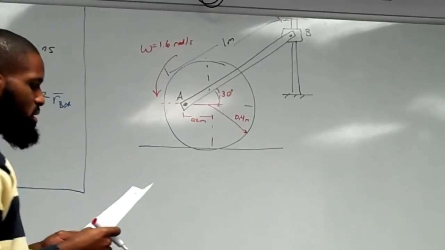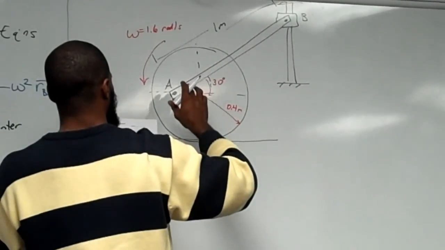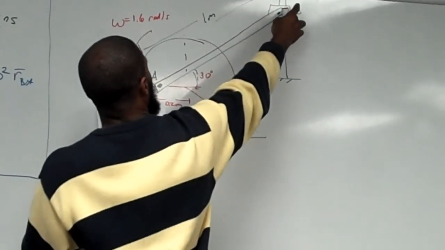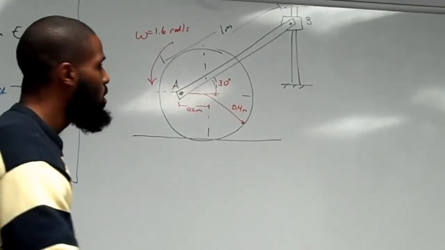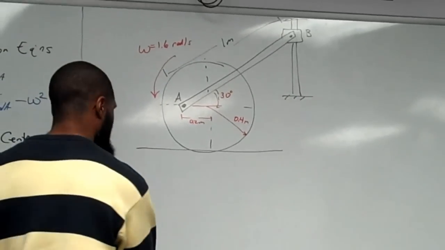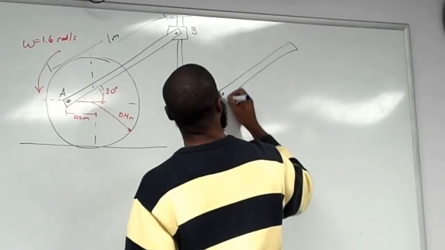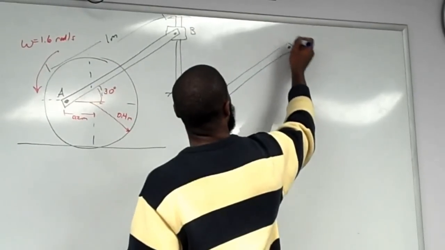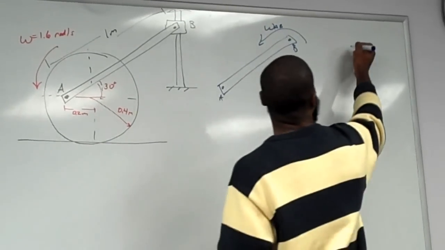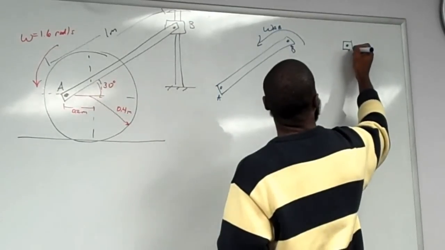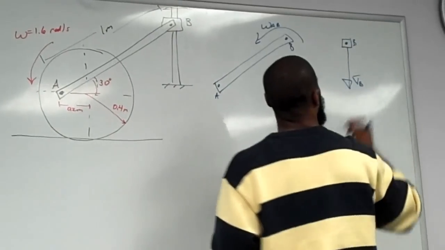Okay? So what I want us to find is to calculate the angular velocity of the bar AB and the velocity of the slider B when the mechanism is at this position shown. Okay? So basically what we're trying to find is, if I were to isolate these things over here, this is AB. We want to find the angular velocity of AB, and we want to also find the velocity of the point B.